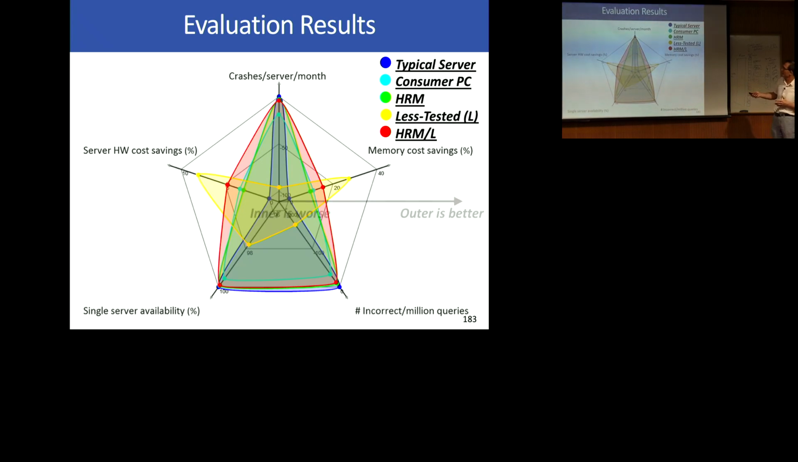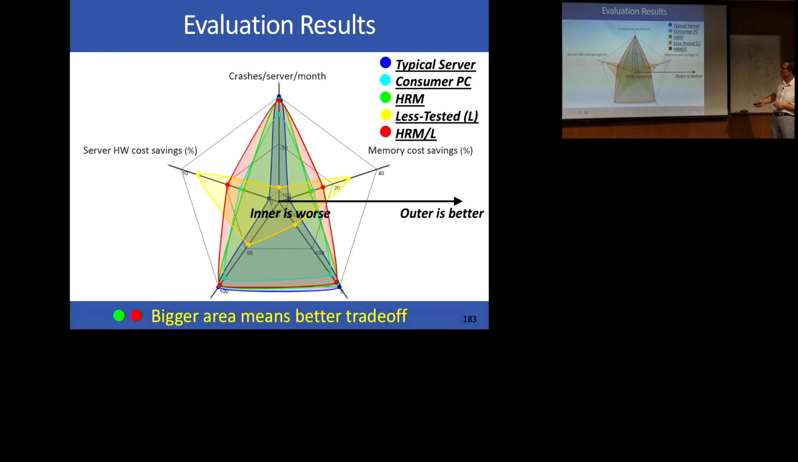So ideally, you would like to be outer. Actually, inner is worse. So you can see that less tested memory is not good in terms of availability. In terms of crashes, it's terrible. In terms of incorrect response, it's also terrible. But it gives you a lot of cost savings. It's the highest cost savings that you get over here. You don't want this one. But if you have heterogeneity, you get better trade-offs. This heterogeneous reliability memory covers a good chunk of it. It's not the best over here, as you can see.